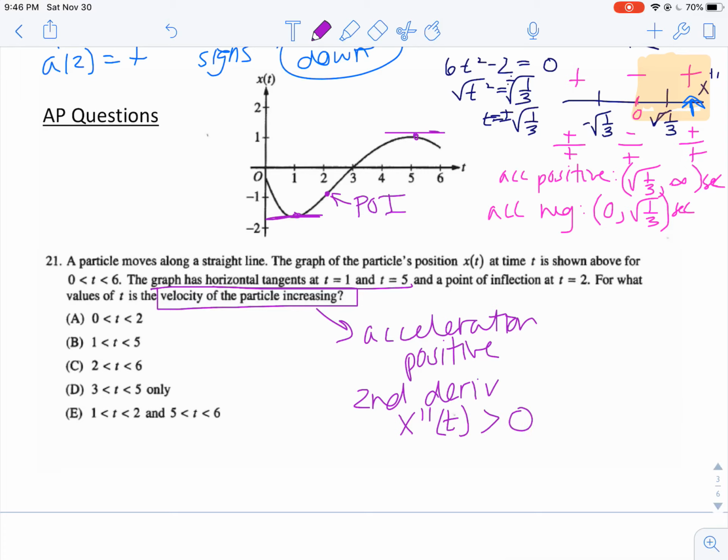Well, when is it greater than 0? That's positive, so it looks like a happy face, which is concave up, like a cup. So we're given the original function, so we're looking at when is it concave up? That value right there from 0 to 2, which is choice A.